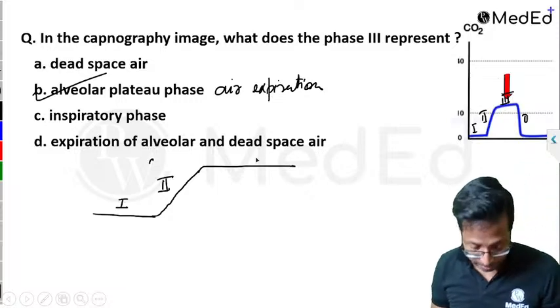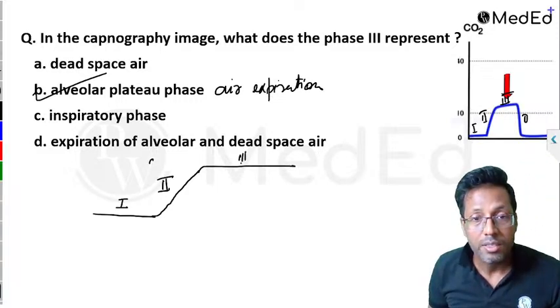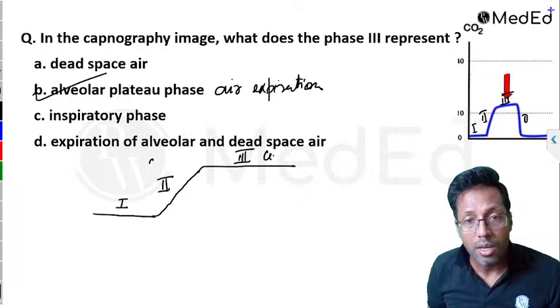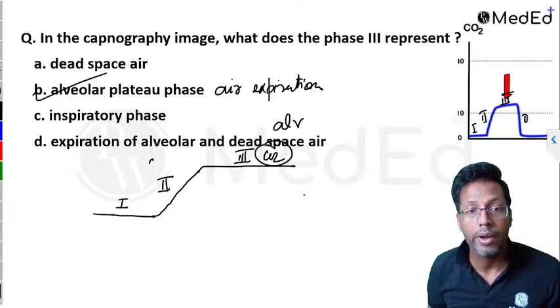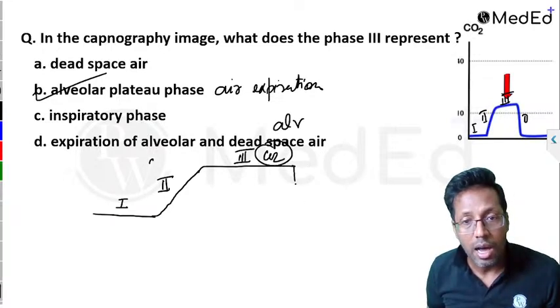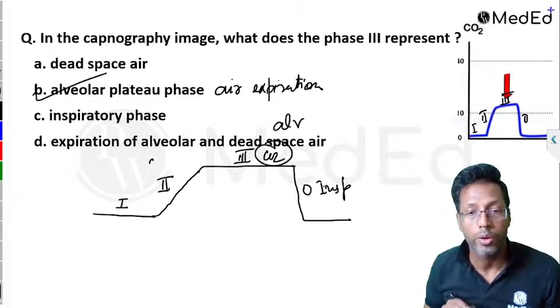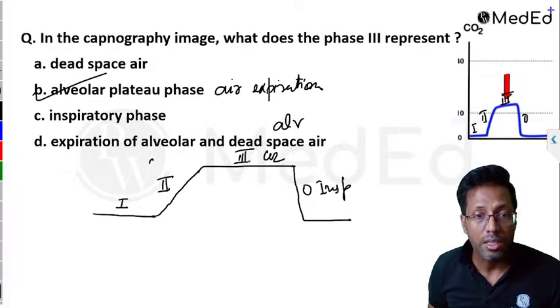This is the phase 3. This is the complete alveolar carbon dioxide. And after that, the last thing is the inspiration that takes place. So this becomes your inspiration when it is going to take place. So these are the 3 things which you see.